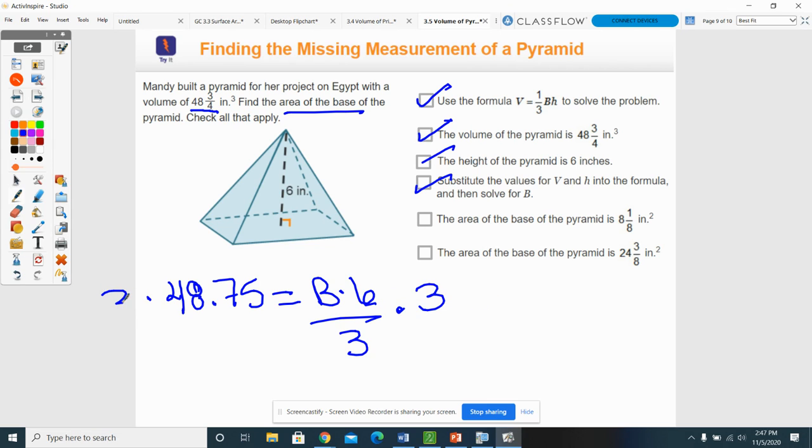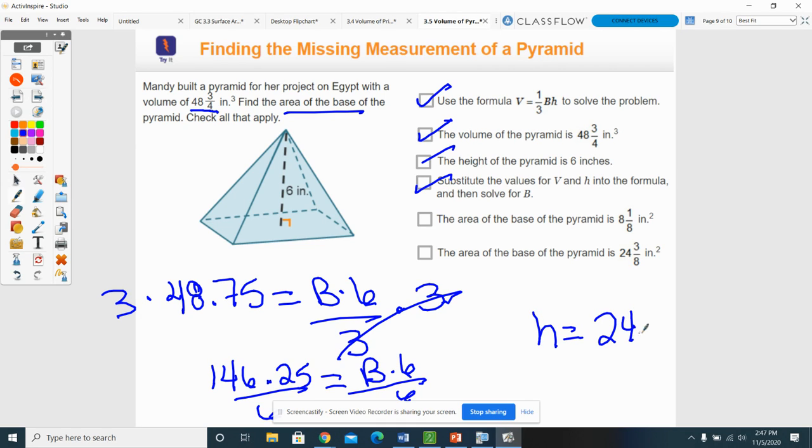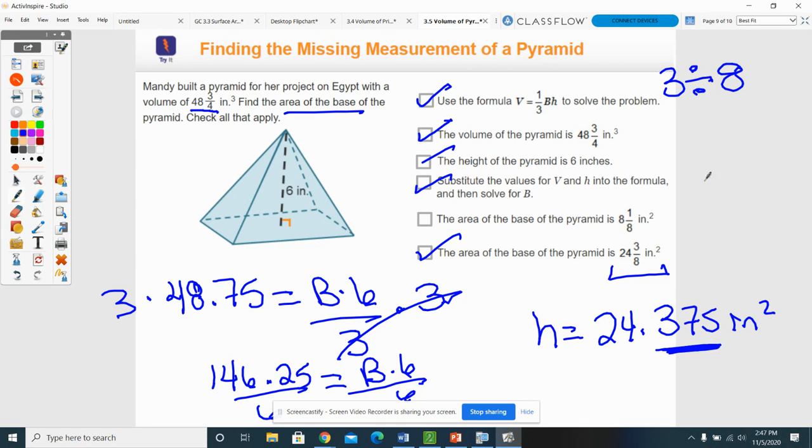Multiply both sides by 3 to get rid of the 3. 48.75 times 3 gives me 146.25, and that's big B times 6. Divide both sides by 6, and you get big B equals 24.375, and that will be inches squared. Now, you can probably tell that this is closest to that guy, but what if you didn't know that 0.375 is 3/8? In your calculator, if you take 3 divided by 8, you would be able to see that 3 divided by 8 is 0.375, and that is the correct answer.